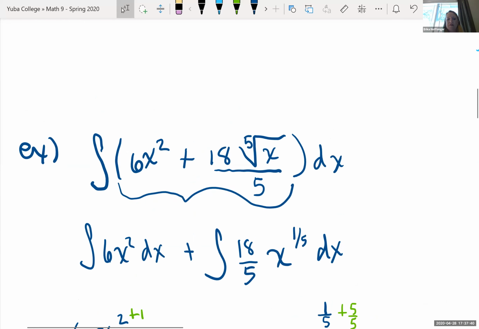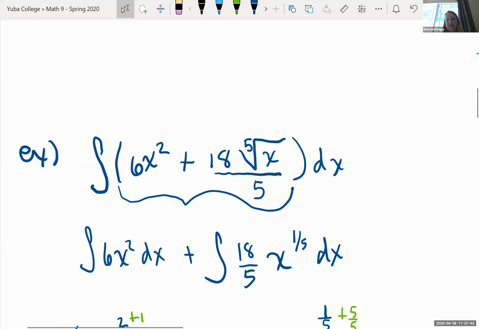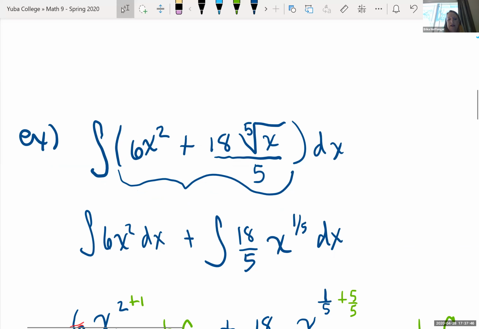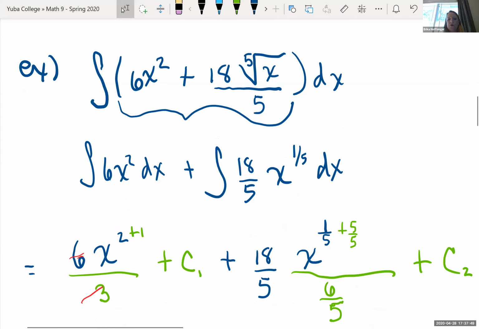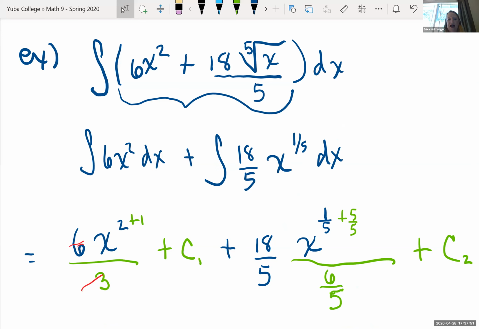So remember, taking the antiderivative, you're just adding 1 to your exponent and then dividing by that new exponent. And so adding 1 to our x squared, that is 3. So we have to divide by that 3. And then we add some constant c sub 1. So now I'm taking the antiderivative of 18/5 x to the 1/5 dx. So I have to add 1 to my exponent. So 1/5 plus, I'm going to write that 1 as 5/5. So that gives me 6/5. And I have to divide by that new value, 6/5, plus some constant c.